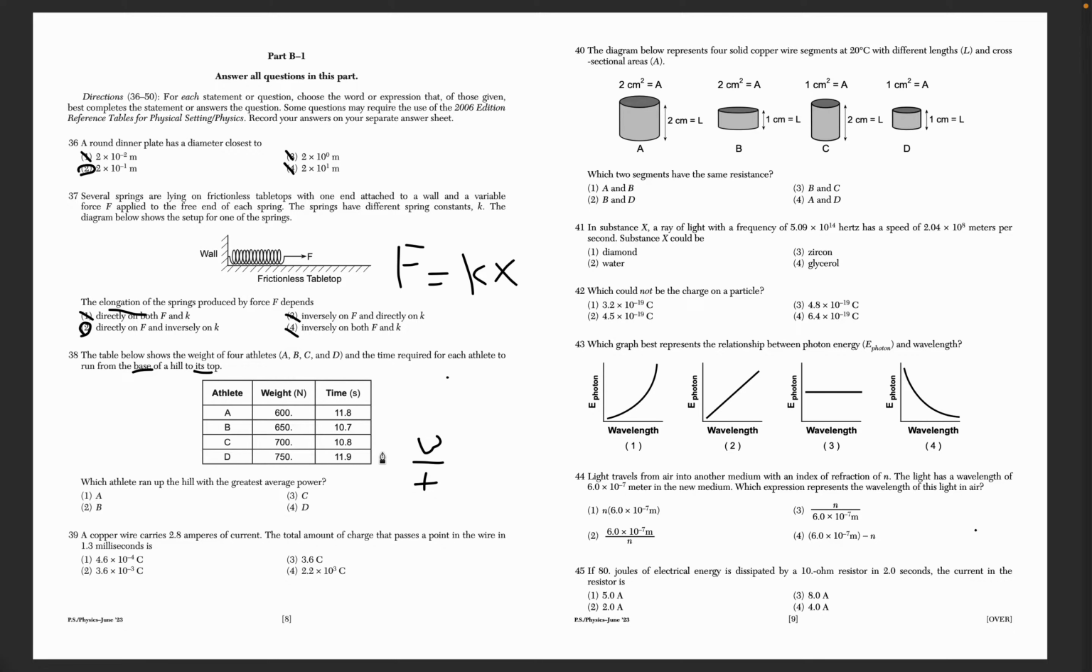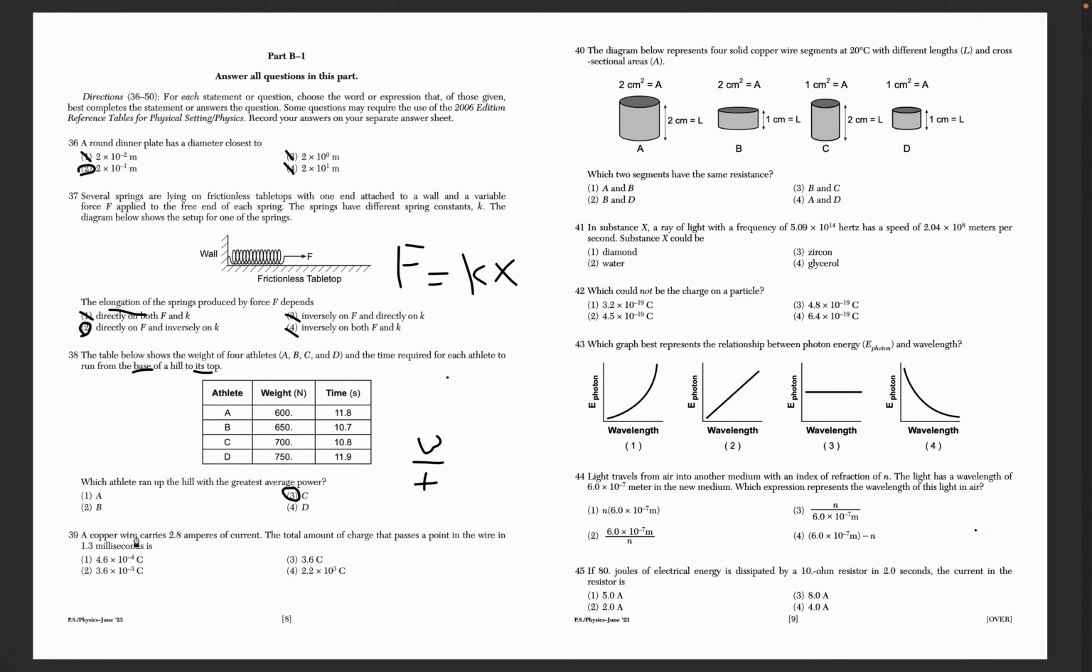So let's see. 600 divided by 11.8, that's 50.8. 650 divided by 10.7, that's 60.7. 700 divided by 10.8, that is 64.8. And 750 divided by 11.9, that is 63.0. So the answer will be choice C.